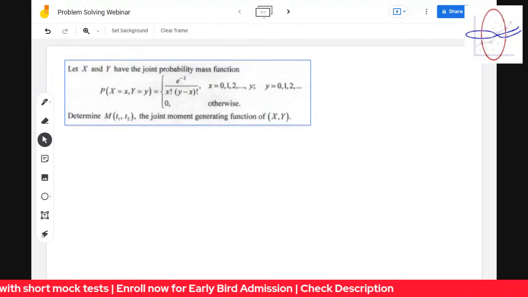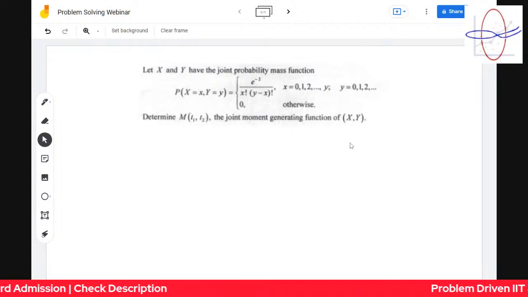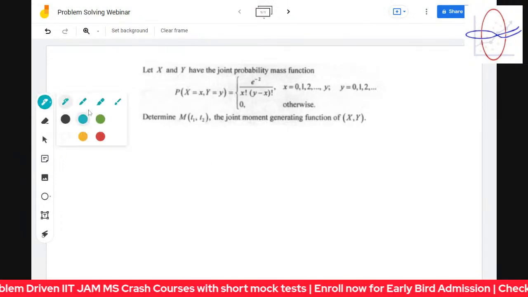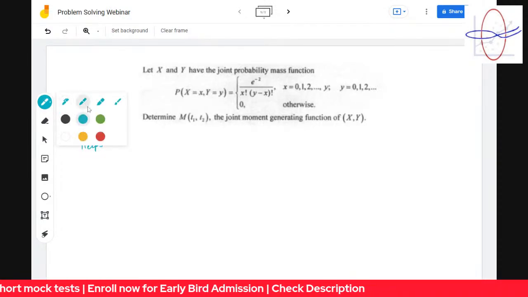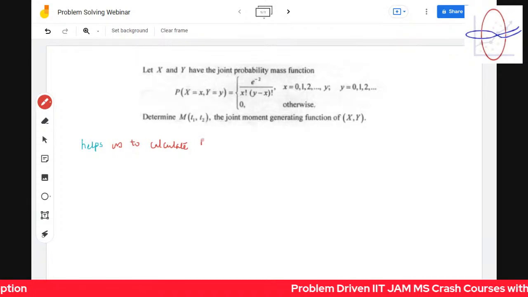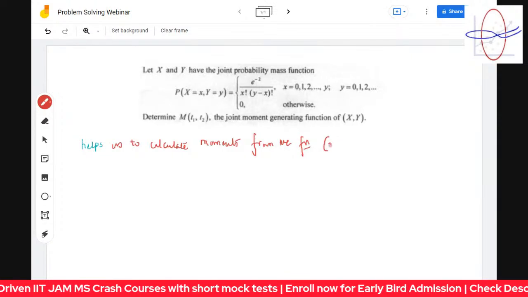Anyways, let's do this problem together. Let's first define what a joint moment generating function is. In fact, the moment generating function is a problem solving idea, a problem solving strategy. So why is the moment generating function important? Because it helps us to discover moments. It helps us to calculate moments from the function itself.